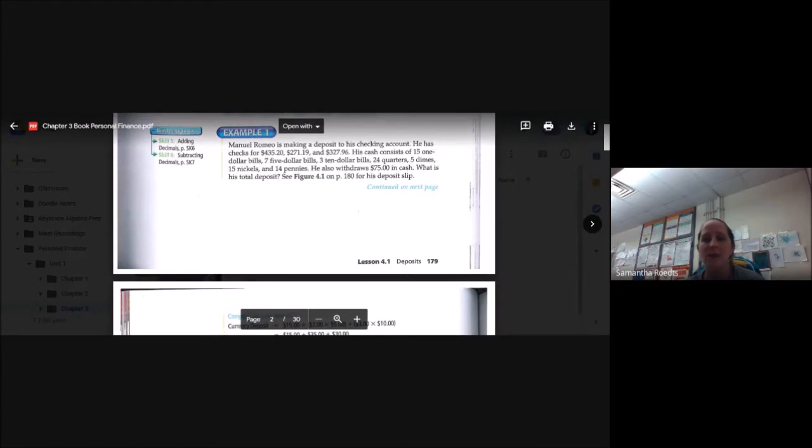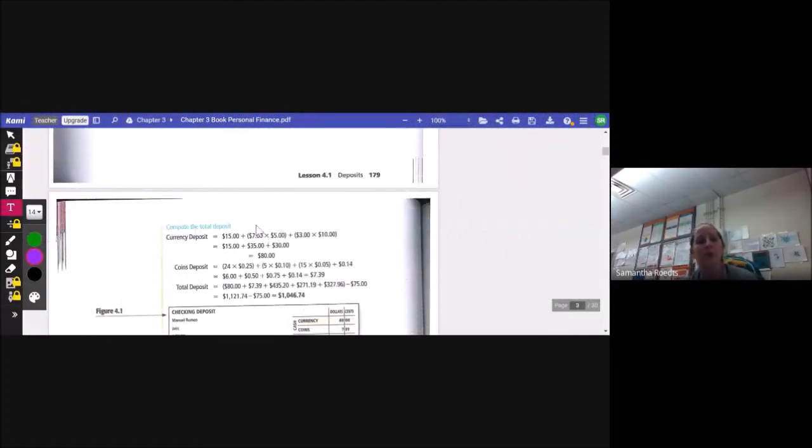Example number 1: Manuel Romeo is making a deposit to his checking account. He has checks for $435.20, $271.19, and $327.96. His cash consists of 15 $1 bills, 7 $5 bills, 3 $10 bills, 24 quarters, 5 dimes, 15 nickels, and 14 pennies. He also withdraws $75 in cash. What is his total deposit? In order to compute the total deposit, it's everything he put in minus what he took out.